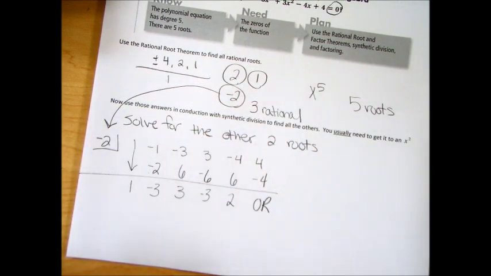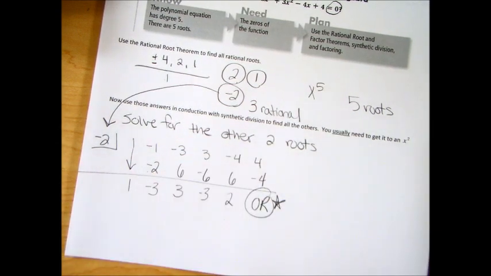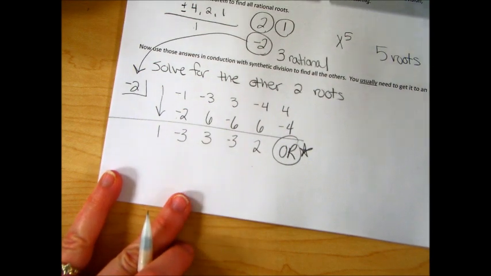Now, if you did not get a remainder of 0, something went wrong. Either the root you found was not a root, or you did your synthetic division wrong. This has to be a 0 remainder if you proceeded on the problem correctly. I don't know, I don't teach English.